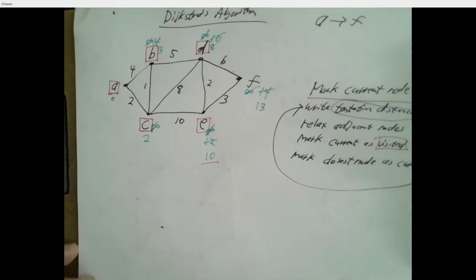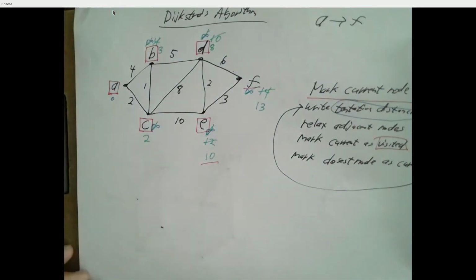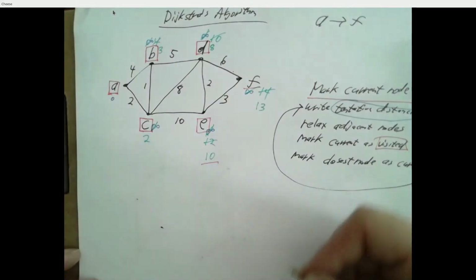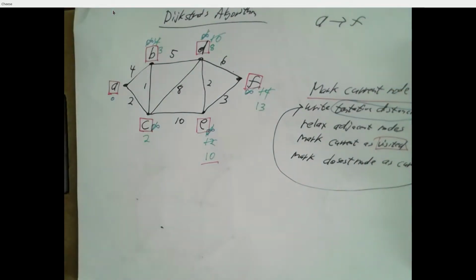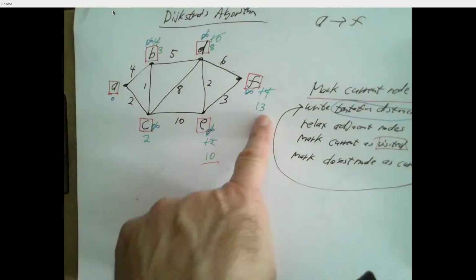And now take the closest node. Well, that's F. And there's nothing to relax from there. But in fact, since we're trying to get to F, as soon as we reach F, we're immediately done. And so our shortest path to F is actually 13.